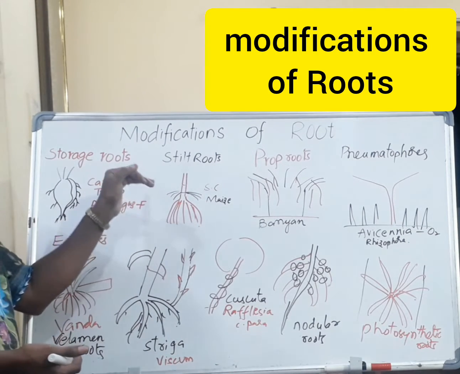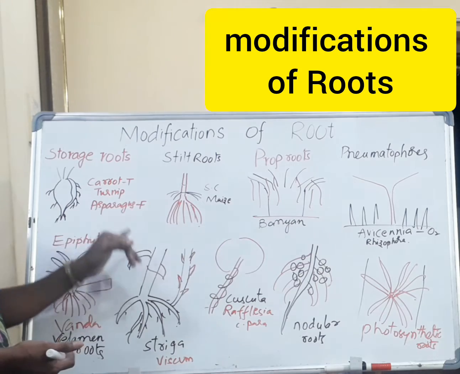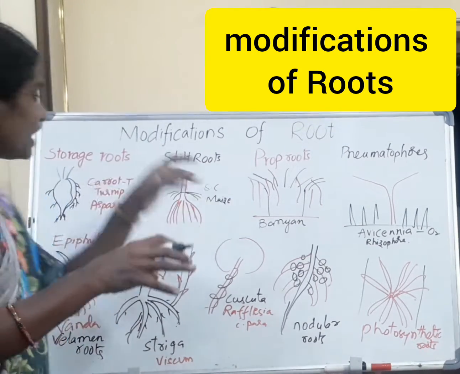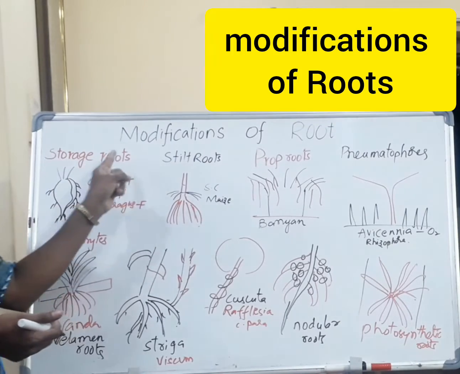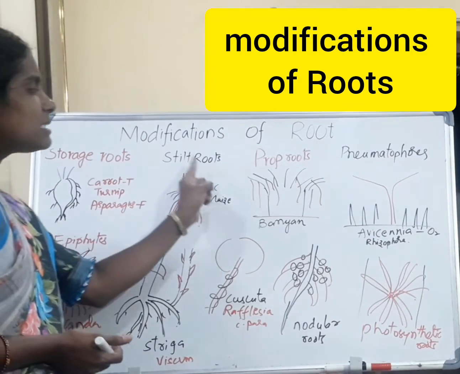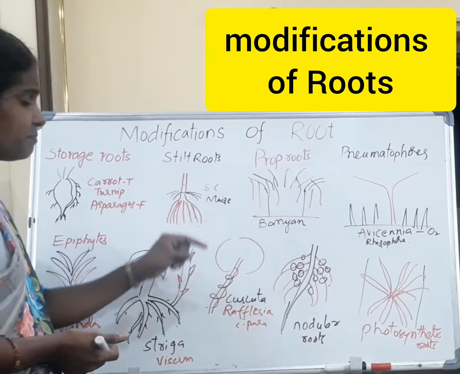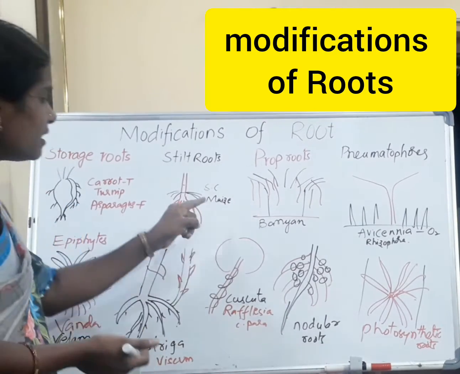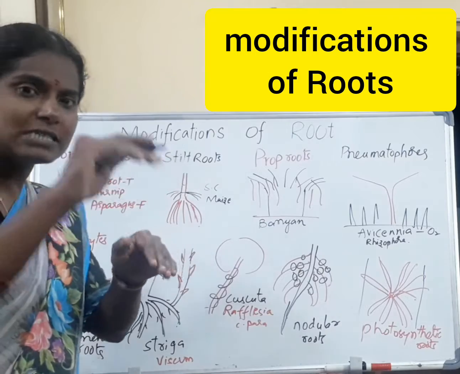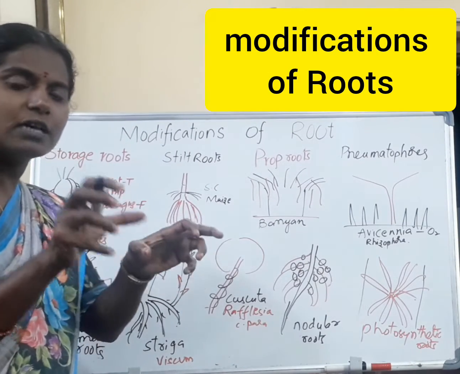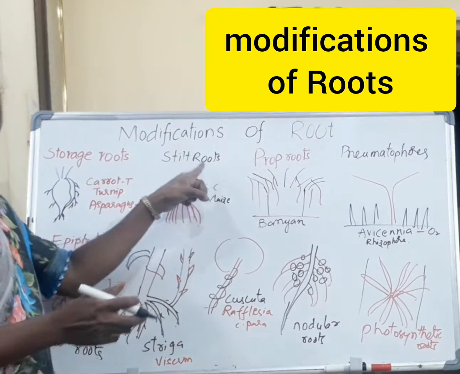In the tap roots of carrot or turnip, or fibrous roots of asparagus, food is stored in the roots, called storage roots. A second one is stilt roots or brace roots. These are found in sugarcane as well as maize. The lower nodes of the stem form root-like structures for giving support, called stilt roots.